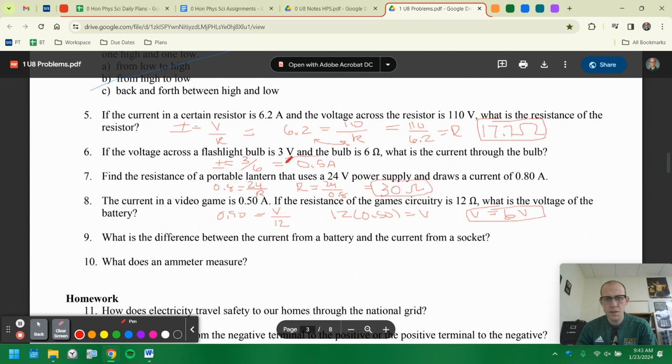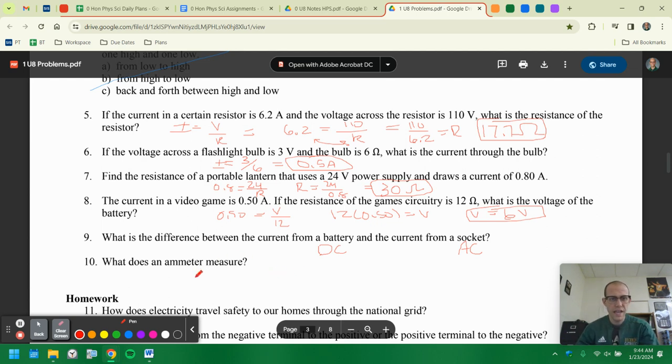Box some of these answers here. What's the difference between the current from a battery and the current from a socket? Well, a battery is going to be DC. It's going to be direct current, going one way, coming back around, one direction. And from an outlet or a socket is AC. It is alternating current. So if it's 120 volts in that outlet, it's going to move back 120 times, that electron. It's going to move back and forth between the same position 120 times every second. That's how fast it's moving.